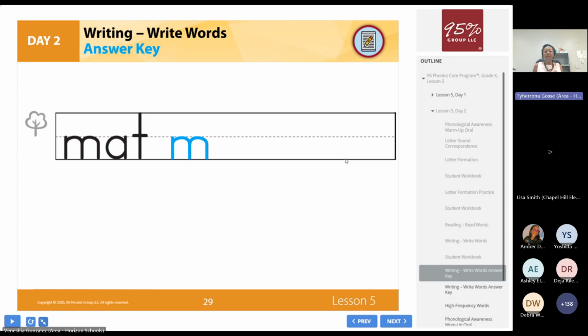Look up and check your work. What's the second sound? Which letter spells the ah sound? A. Good. We're going to write A next to M. Look up and check your work.